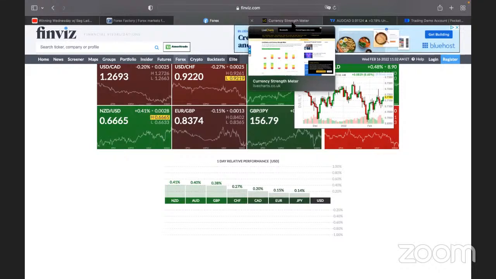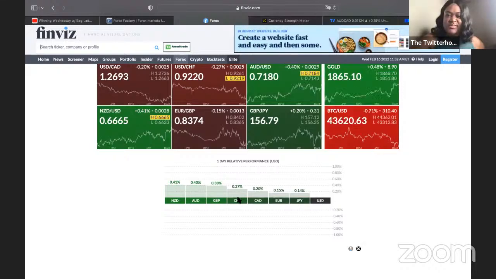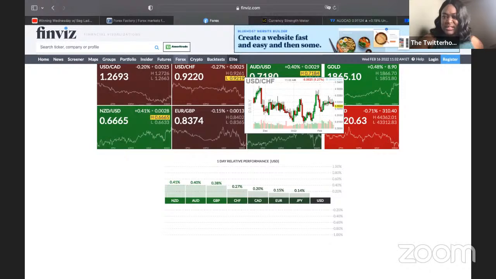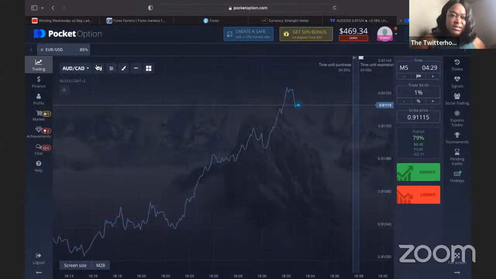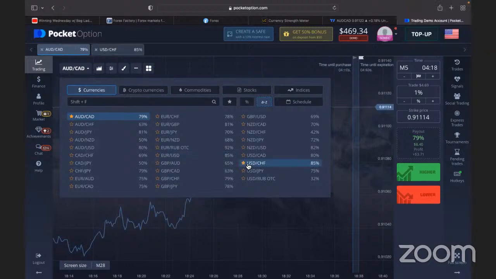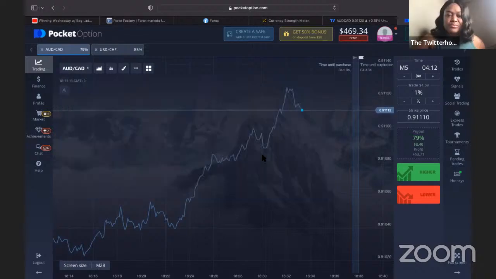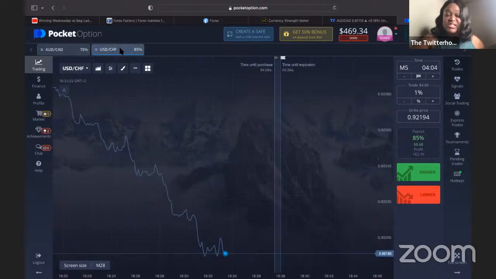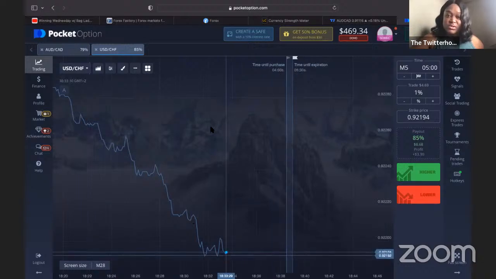So with that in mind, I guess I can do USD CHF because I'm in my demo. So I'm gonna star this. I'm gonna remove that. I'm gonna star USD CHF. All right. So since I starred it, it will just be up top so I can just go to it easily. USD CHF, I should be looking for a sell. Look at that. It's definitely doing what it's supposed to do.